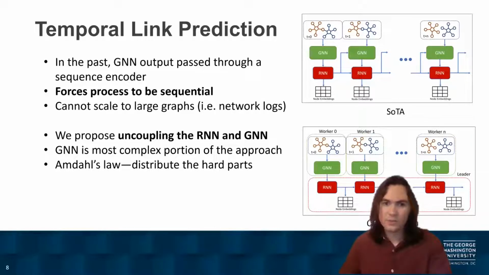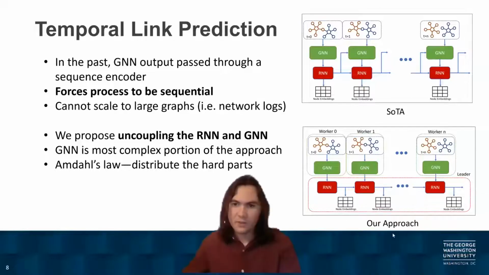So we propose uncoupling the GNN and the RNN so that all of the GNNs can operate in parallel, while all of the recurrent neural networks operate when the GNNs complete running. Because the graph neural network is the most complex part of this approach, and the graphs are the largest data structure that are getting compressed into smaller embeddings, we're exploiting Amdahl's law here and allowing the big part of the work to be done in a distributed fashion and the easier part of the work to be done sequentially.